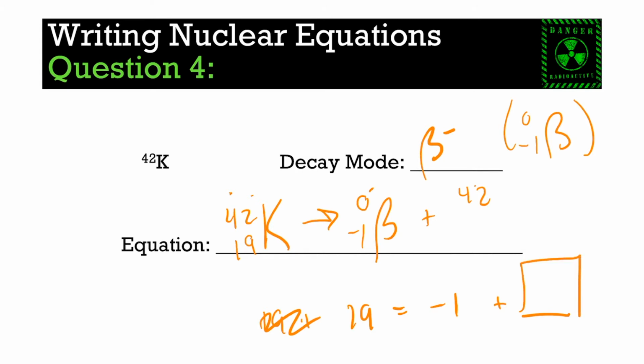So how do we get this x by itself? Add 1 to both sides until you get it to be 20. So 20 plus negative 1 is 19. So that balances out. And then element number 20 is calcium, Ca.